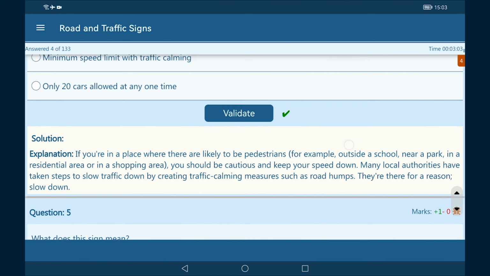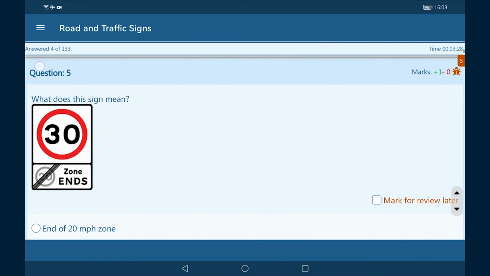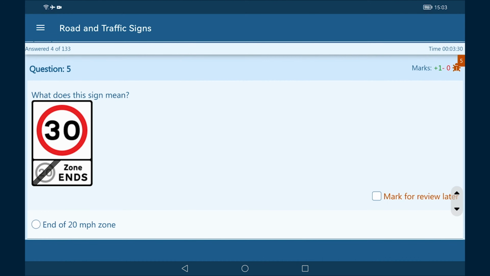Explanation. If you're in a place where there are likely to be pedestrians, for example, outside a school, near a park, in a residential area, or in a shopping area, you should be cautious and keep your speed down. Many local authorities have taken steps to slow traffic down by creating traffic calming measures such as road humps. They're there for a reason. Slow down.